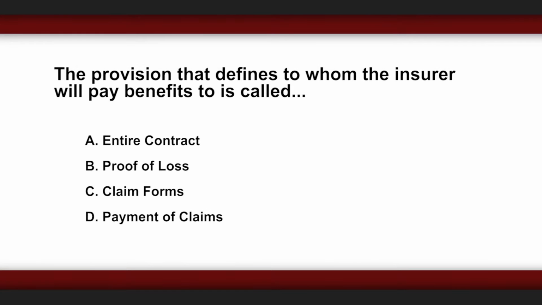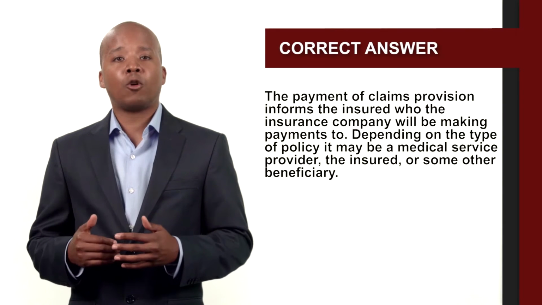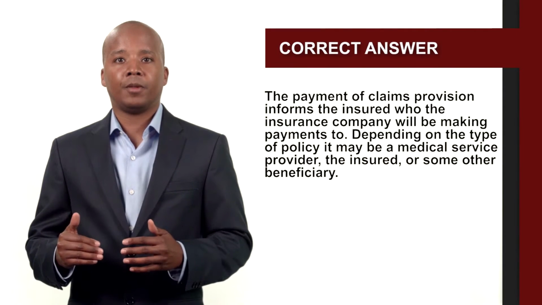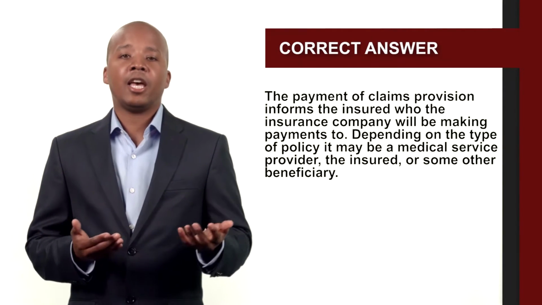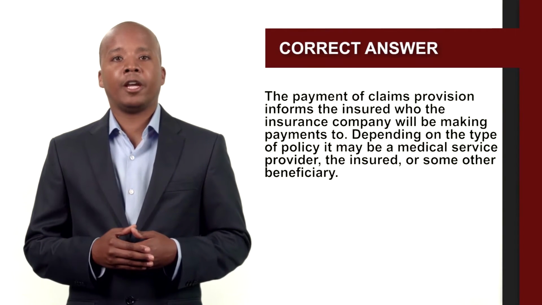The provision that defines to whom the insurer will pay benefits is called entire contract, proof of loss, claim forms, payment of claims. The correct answer is payment of claims. The payment of claims provision informs the insured who the insurance company will be making payments to. Depending on the type of policy, it may be a medical service provider, the insured, or some other beneficiary.